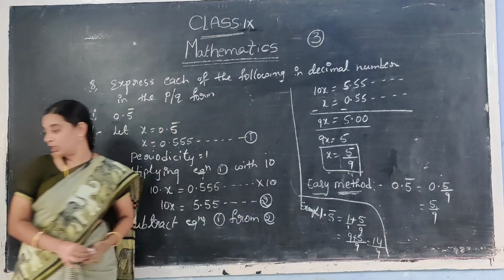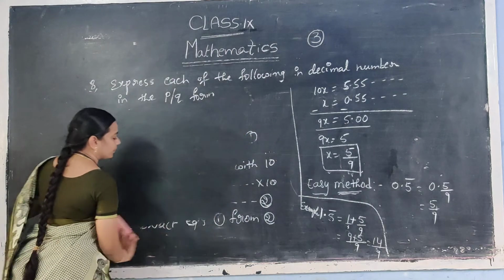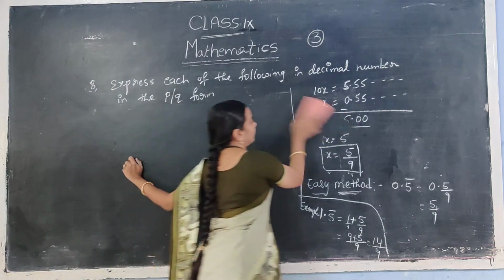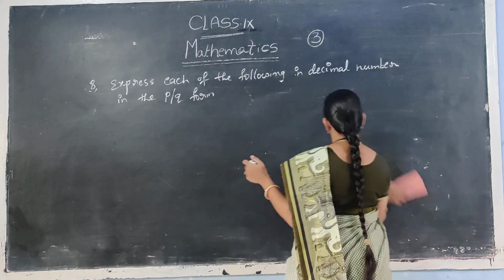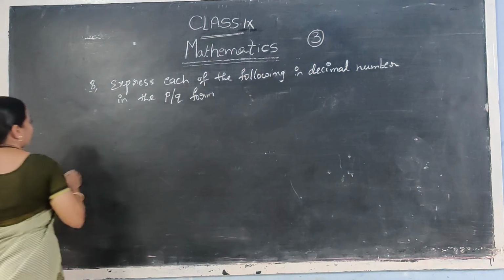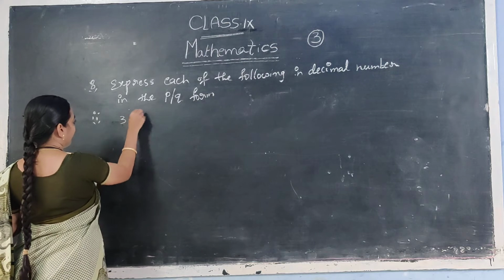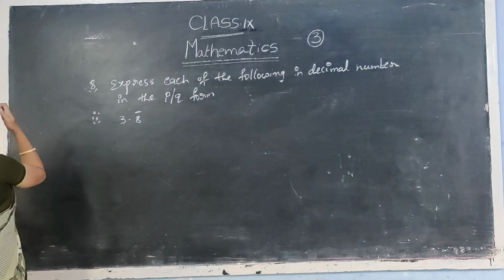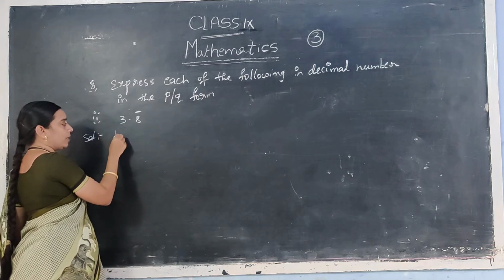Okay. Now this one is finished, ma. Next. In this one, so many questions are there, and the second one is 3.8 bar. Now this is the question. Next one, 3.8 bar. So see this, same as this process.